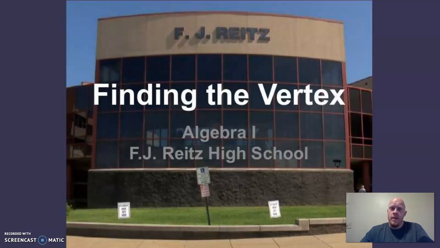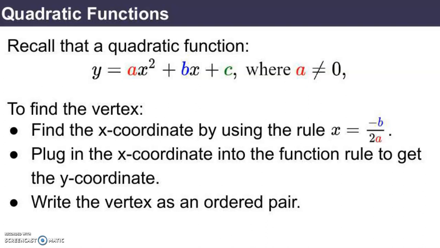This is Mr. Bowman, and in this video we're going to talk about finding the vertex of a quadratic function. Recall from the previous video that a quadratic function is any function of the form y equals ax squared plus bx plus c, where a is not 0. Our goal in this video is to, without looking at the graph, find where the vertex is. To find the vertex, the first thing to do is to find the x-coordinate by using this rule.